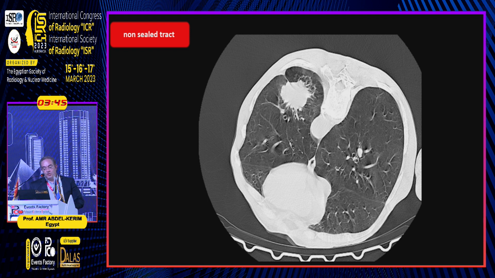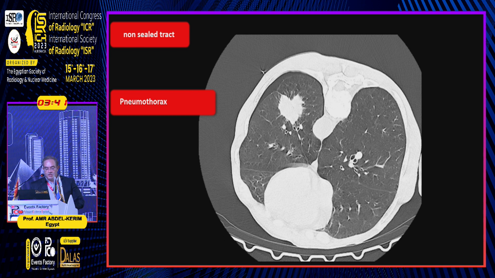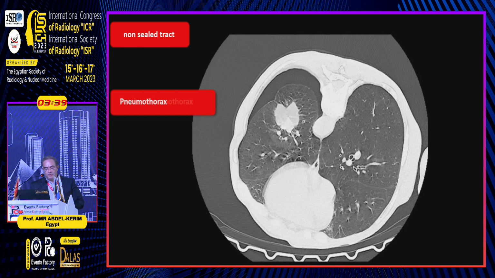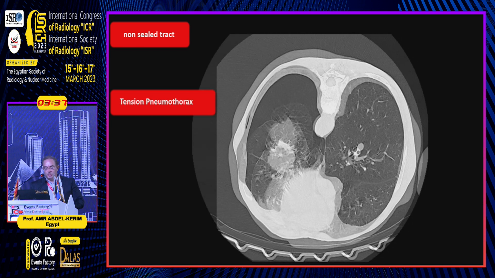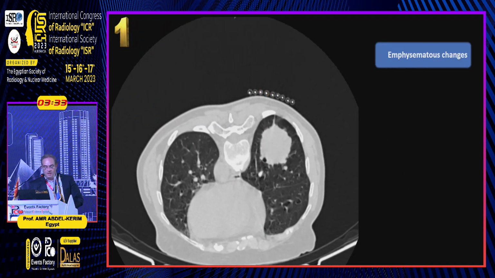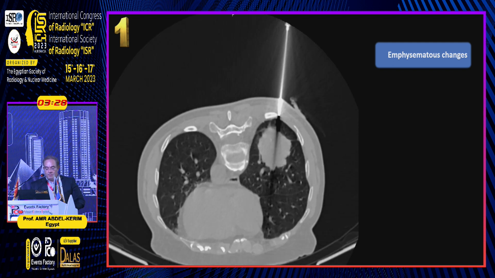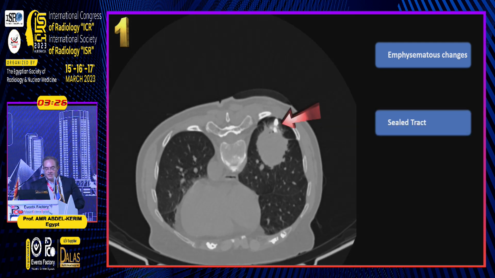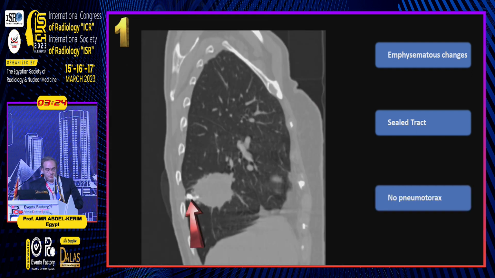An example of a large, peripheral lesion with emphysematous lung. After biopsy, pneumothorax developed within a few minutes, a tension pneumothorax, and a chest drain was inserted. A case with a similar lesion, emphysematous lung, core biopsy, sealed tract: no pneumothorax.